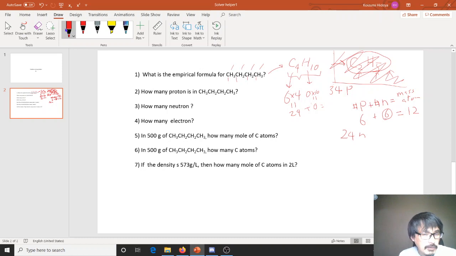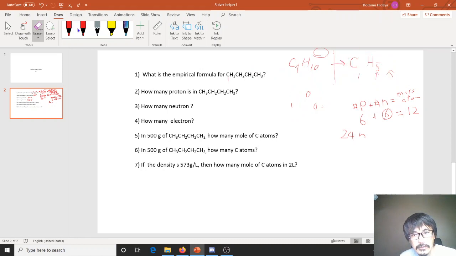And then the number of electrons: see this one right here, I have 0 charge, right? That indicates that I have an equal number of electrons and protons. So that is automatically 34 electrons. So 34 electrons, 24 neutrons, 34 protons. That ends the first part of the problem. Alright, then let's do the next problem.